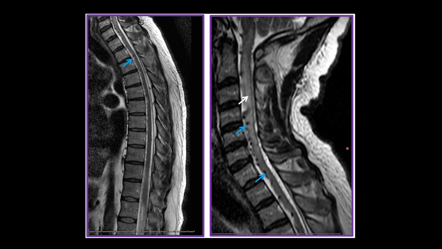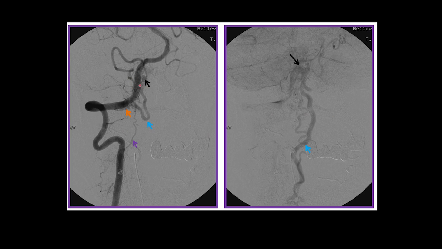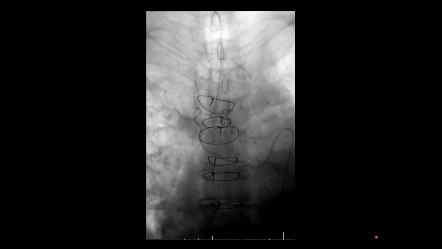This is another case in which we see again the typical abnormal signal of the spinal cord with enlarged vessels surrounding it. Typical appearance of a dural arteriovenous fistula. The key is to identify the fistula, and in this case the fistula was at the foramen magnum with venous drainage through the anterior spinal vein that went all the way down.